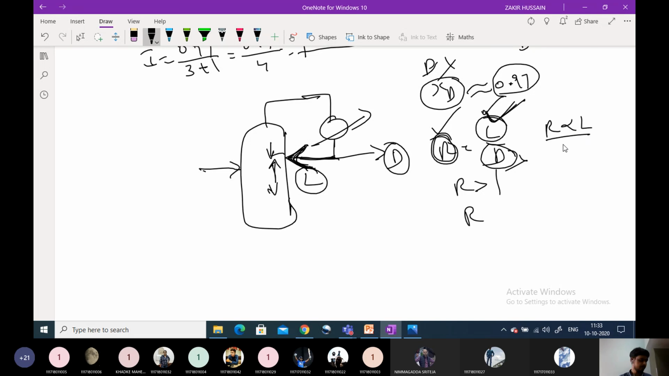Is it okay, Ravi? Yes, sir. I'm not commenting on D, only the composition. XD is 0.97, the purity is very, very high.